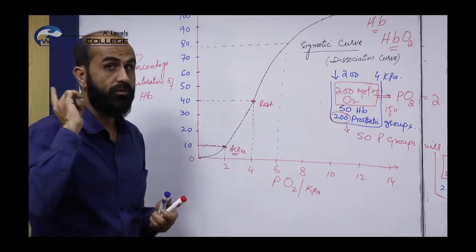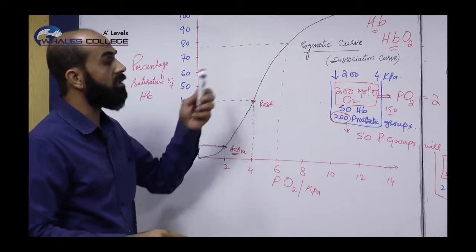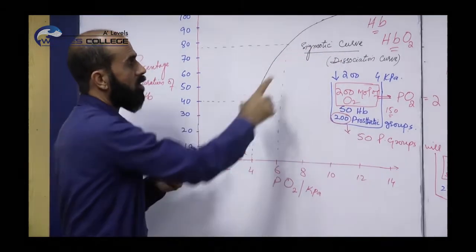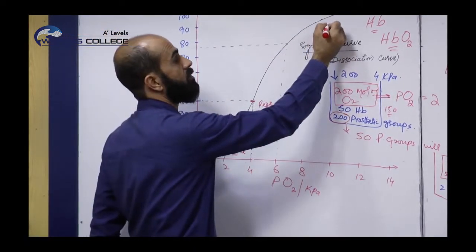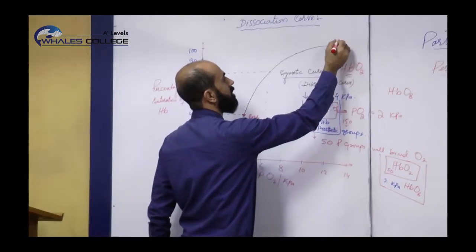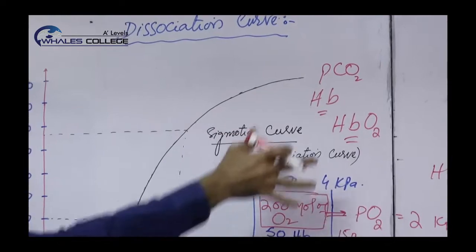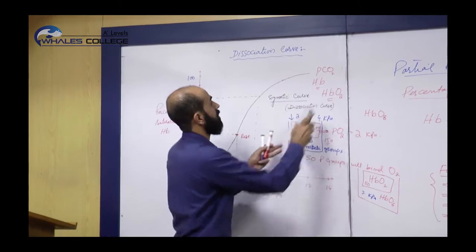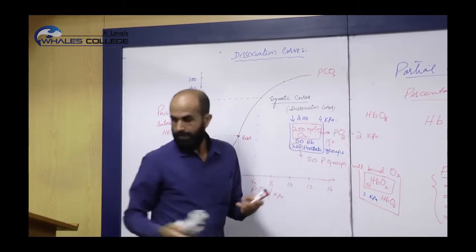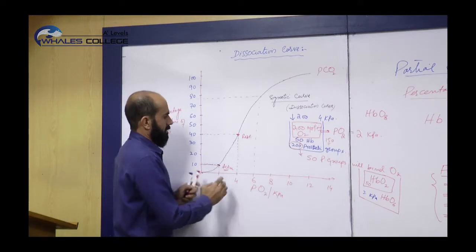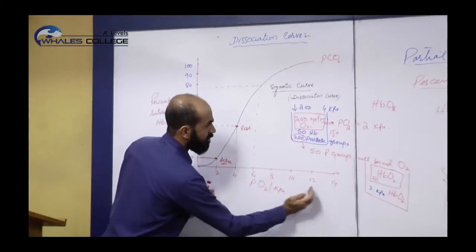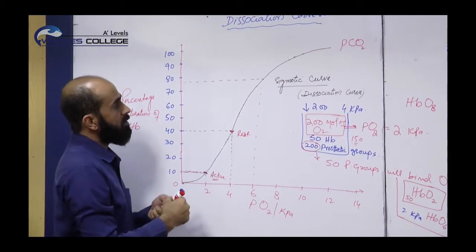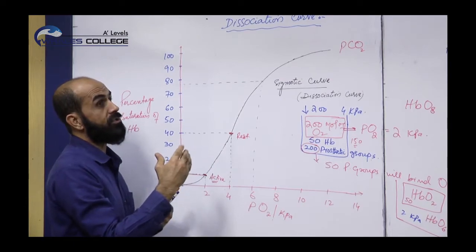So if I'm constructing one more graph, what will be the effect of carbon dioxide partial pressure on the dissociation curve? Suppose throughout this curve, carbon dioxide partial pressure is constant. So here is the partial pressure of carbon dioxide, which remains constant throughout the process. The partial pressure of oxygen is changing, but the partial pressure of carbon dioxide throughout this curve remains constant. Now I'm just going to make another graph where the carbon dioxide concentration is higher.